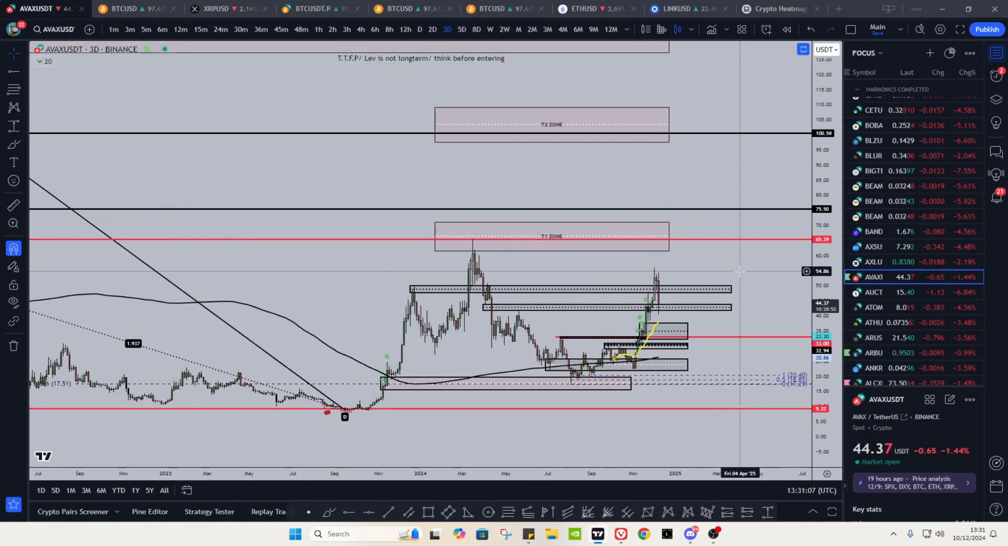Okay. This is one thing that always happens. The more we go up, the higher people shift their targets. The more lower we go, the lower people shift their targets. It's inevitable. Just stick to your key levels. Don't shift them. But that is AVAX. Okay, what else do we have?